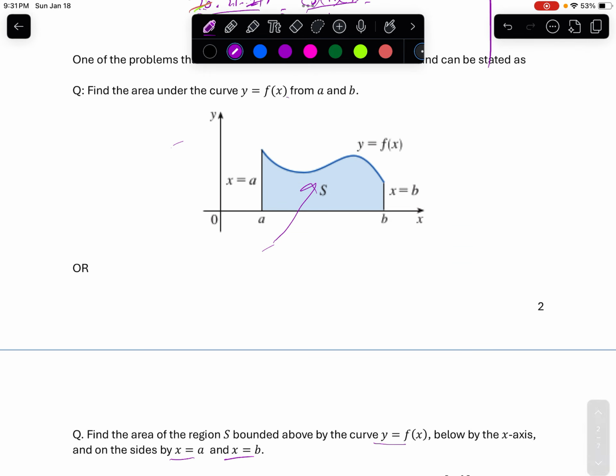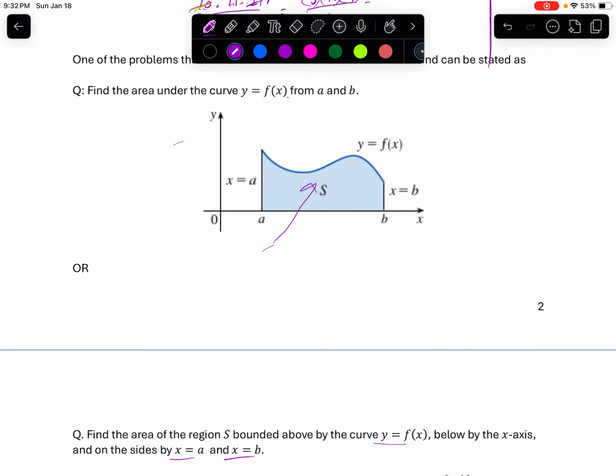So what we do is we start. The good thing is that you learned limits in calculus, and that is what we are going to use. We are going to divide this region into a bunch of rectangles, lots of rectangles. How? That is where the procedure comes in.